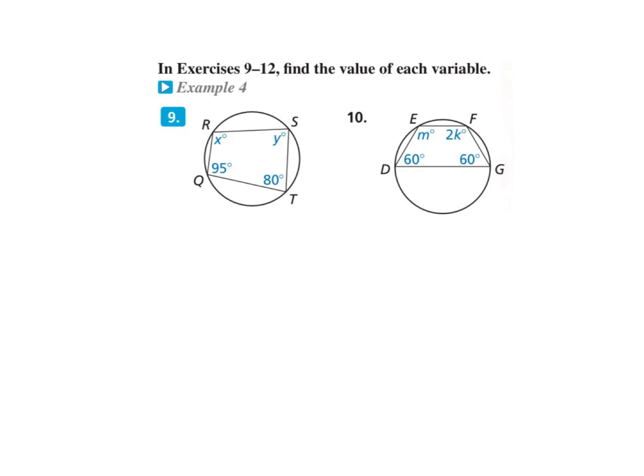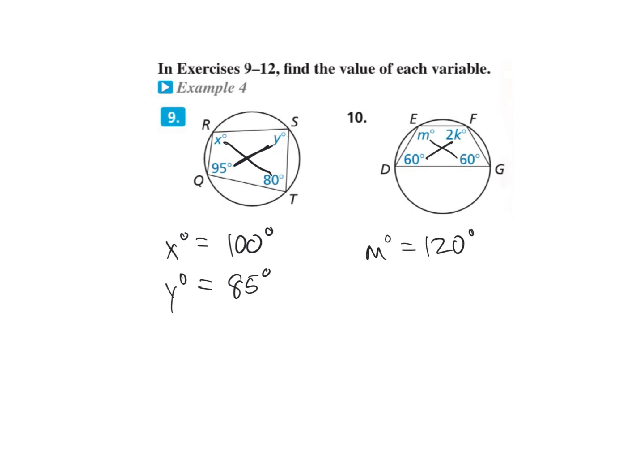Find the value of each variable. All right, so these two together make 180, so x is equal to 100 degrees. These two make 180, so y is 85 degrees. Again, these make 180, so m is equal to 120, and these two make 180.